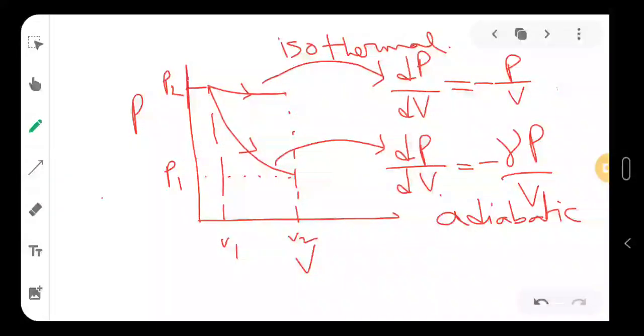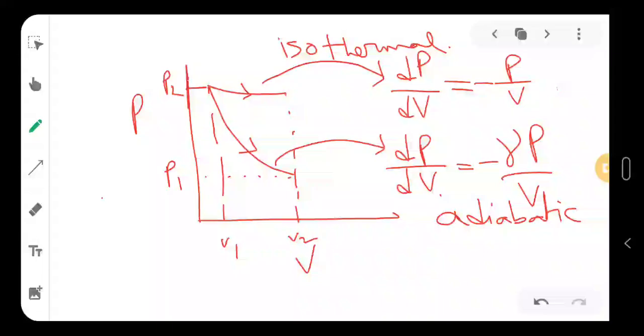So this is the situation. How do we identify which process is adiabatic and which is isothermal? The more sloped or stiffer one will be adiabatic, and the less stiff one, which has less gradient, will be your isothermal one.